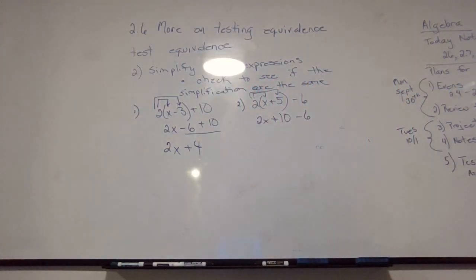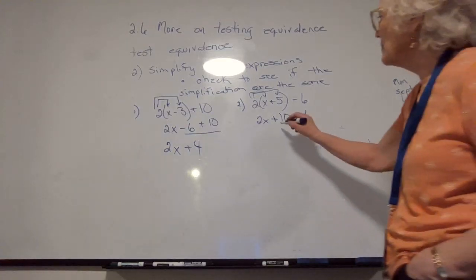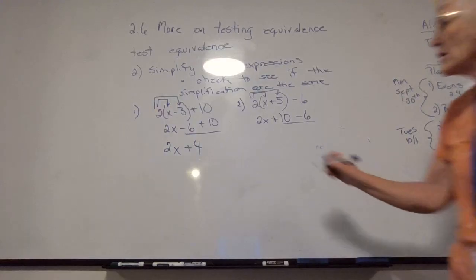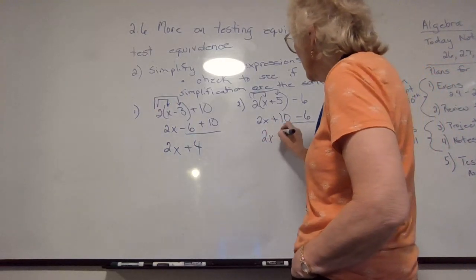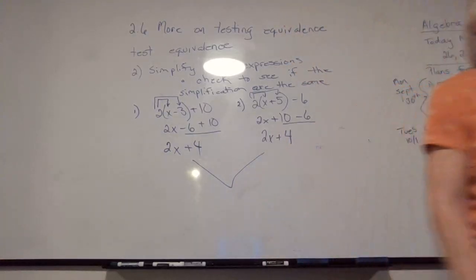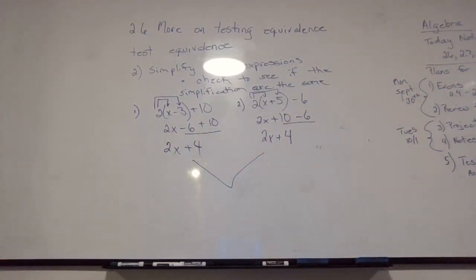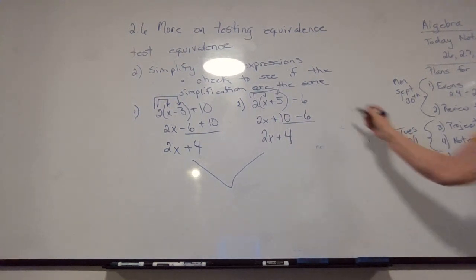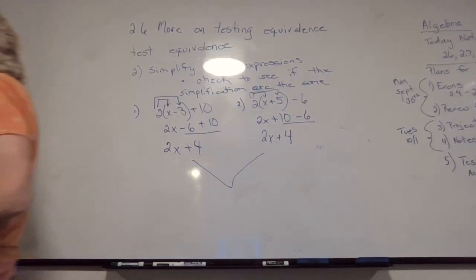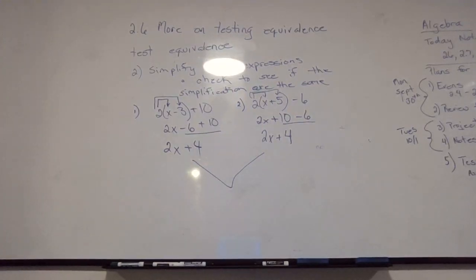Brielle, what do I get when I do the next step? I'm going to put these two together because they're like terms. 4. We get 2x plus 4. Are these equivalent? Are they identical? Yes. So if they come down to the identical same thing, then they are equivalent. So if I use numbers in here, I will always get the same answers if I put numbers in here. Okay? And so that's an equivalent thing.